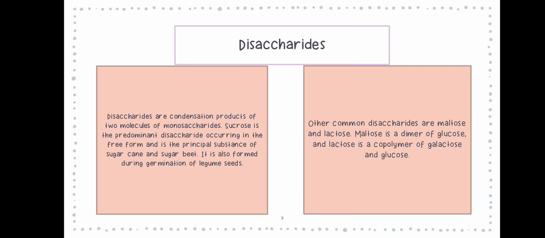Disaccharides. Disaccharides are condensation products of two molecules of monosaccharides. Sucrose is the predominant disaccharide occurring in the free form and is the principal substance of sugarcane and sugar beet. It is also formed during germination of legume seeds. Other common disaccharides are maltose and lactose. Maltose is a dimer of glucose and lactose is the copolymer of galactose and glucose.